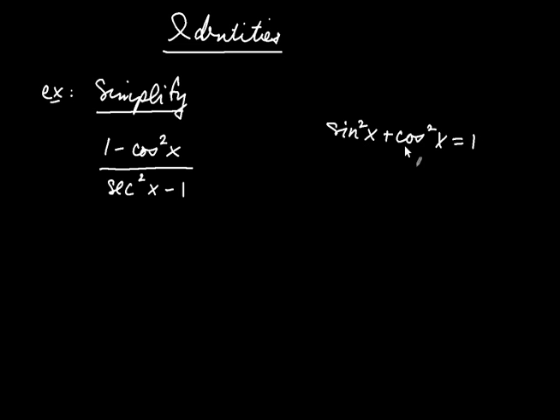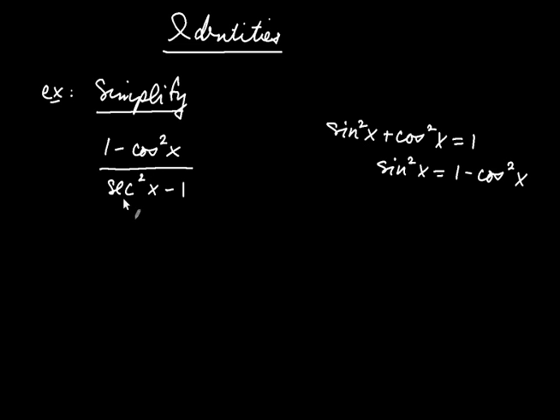And if I subtract the square of cosine from both sides, right, take away the square of cosine, I get this. That sine squared is just 1 take away the square of cosine. So in other words, 1 take away the square of cosine is simply the square of sine. So I'm going to replace this with the square of sine.